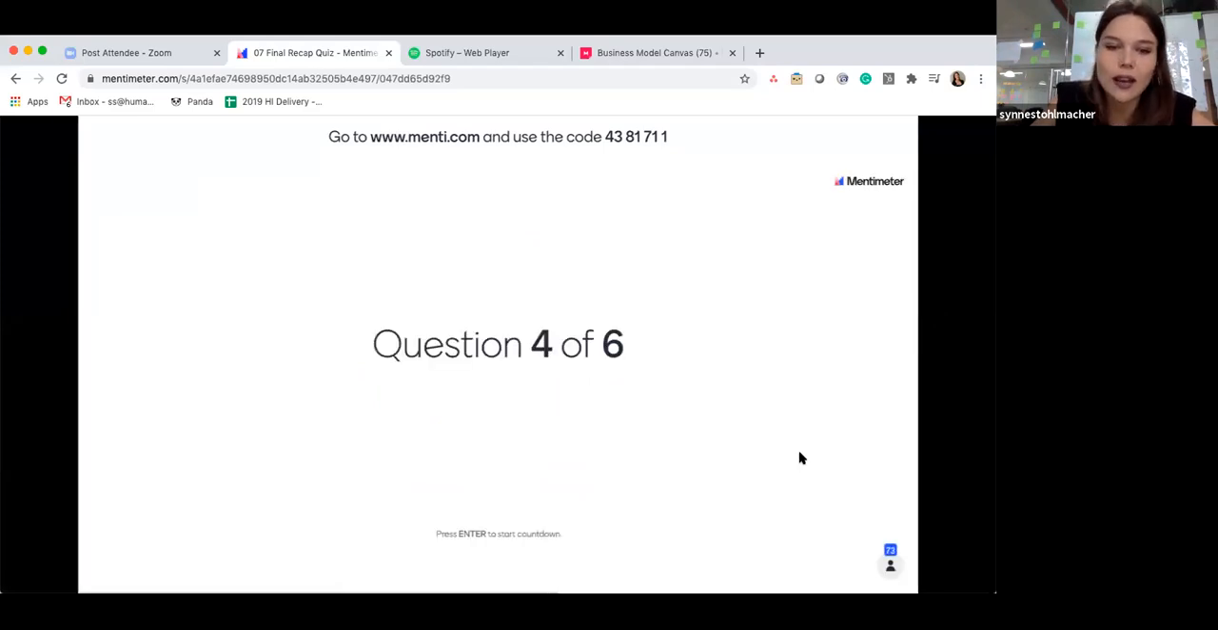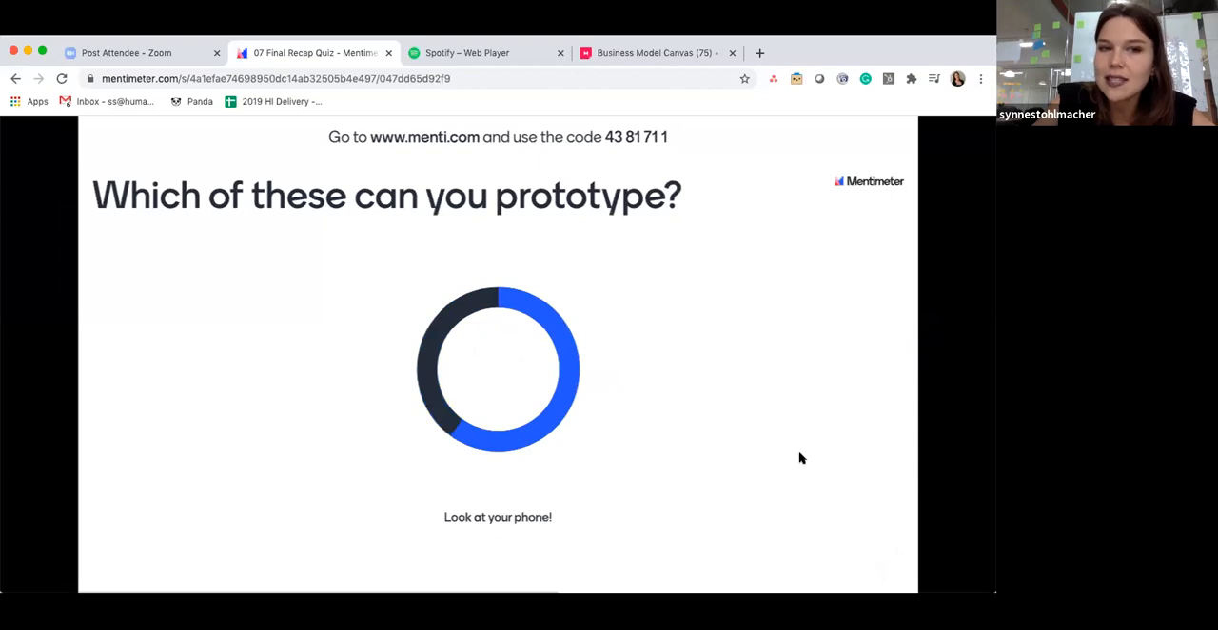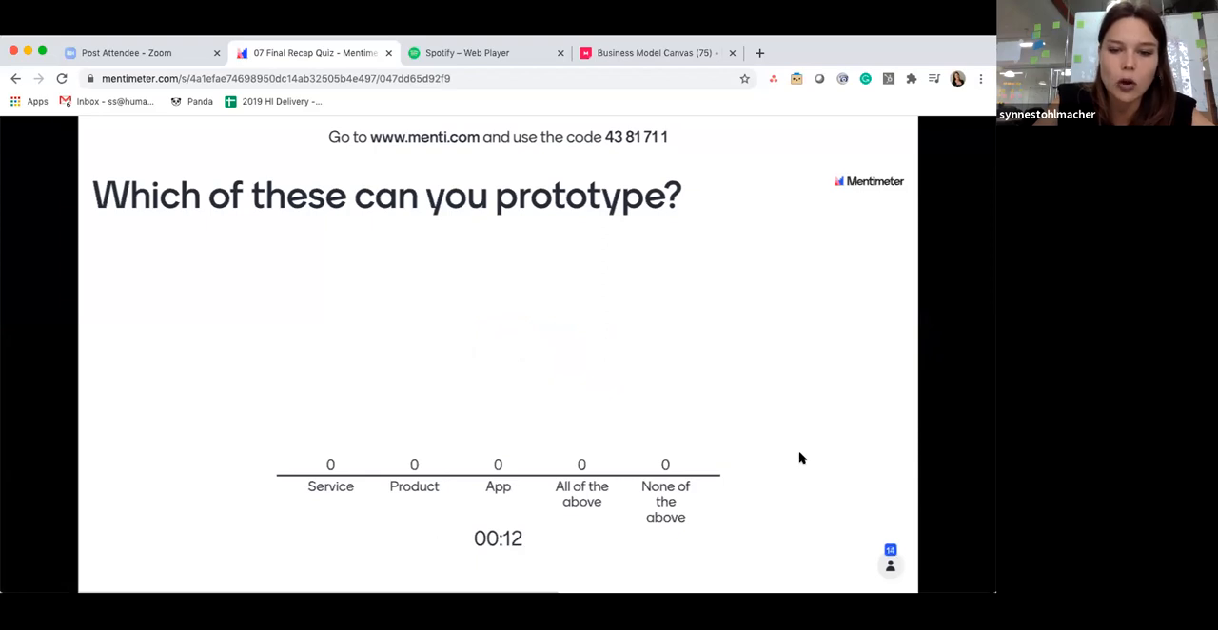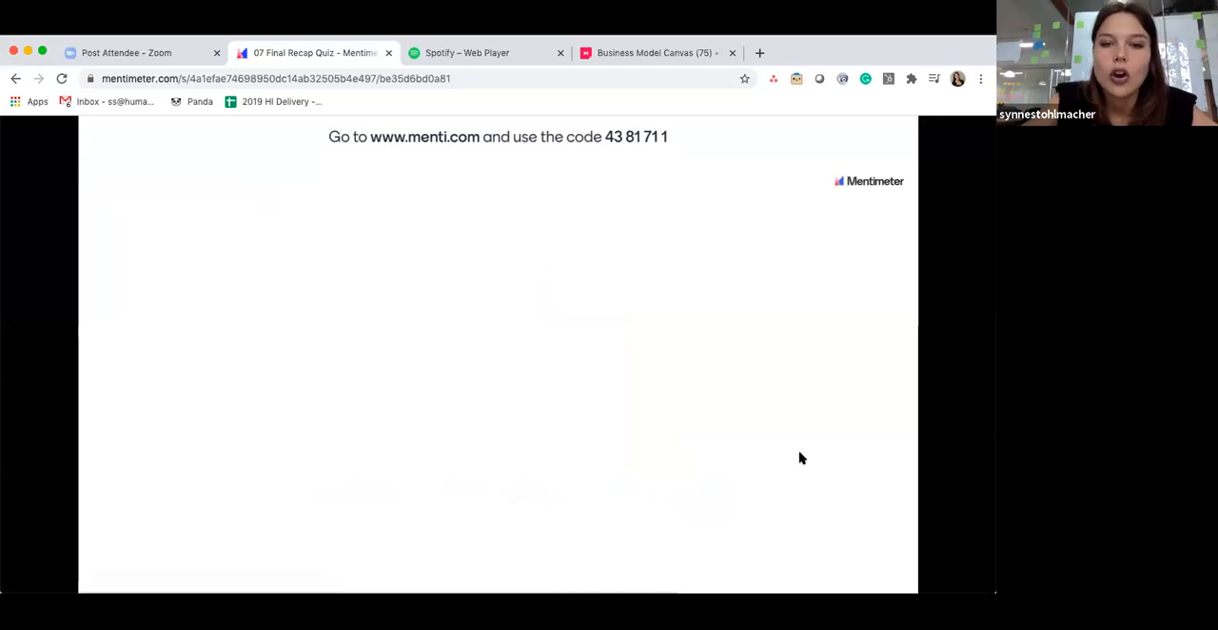Okay, so now we are closing in, zooming in here. Which of these can you prototype? So we're already in the action stage now. A service, product, app, all of the above, or none of the above? And the right answer is all of the above. You can prototype anything. It's just about trying to create something to test with a user so that you can learn more about their preferences.